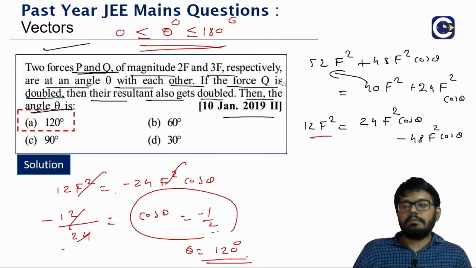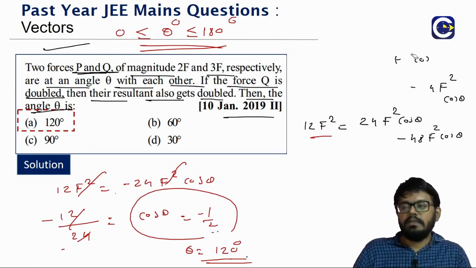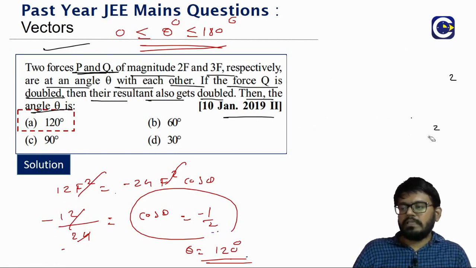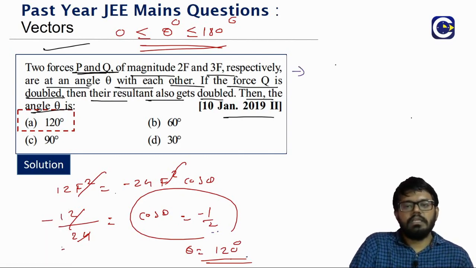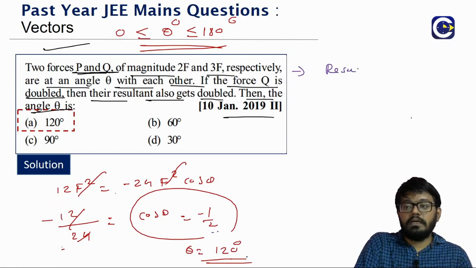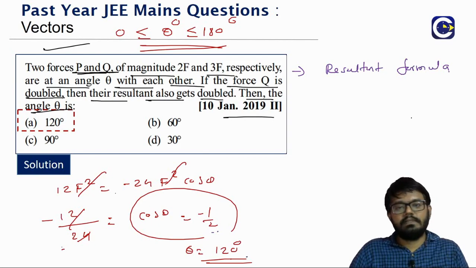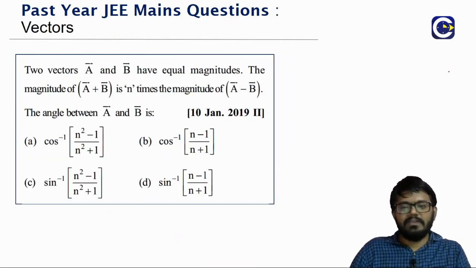So what is the concept that is involved here? Not much, just one single concept. What is it? The resultant formula. So we are given case 1, case 2. In both the cases we are expressing what is the resultant formula. Based on that we are concluding the final. What they are asking is the angle between the two vectors, right? We are able to conclude that. So what is the concept involved here? The resultant formula, the resultant of the two vectors. That's it. Okay. So we'll go to the next question.